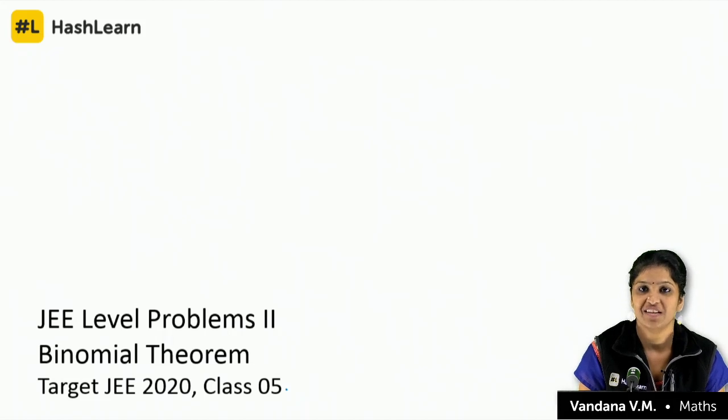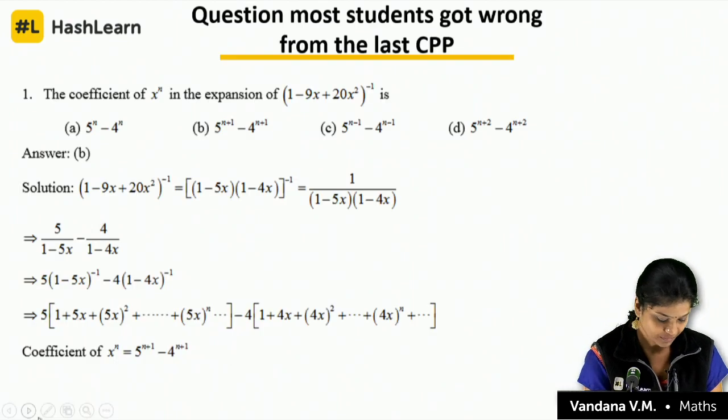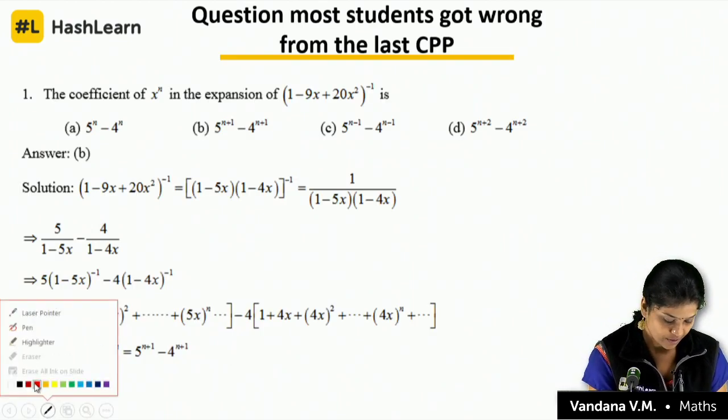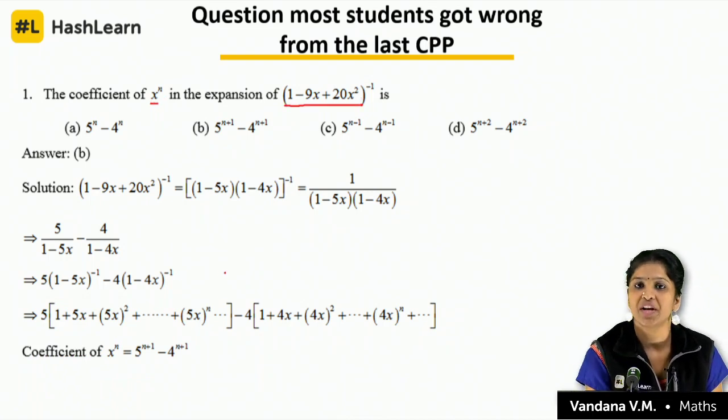Children, we are discussing the JEE level problems in binomial theorem. Before starting the class, let us discuss the CPP question where many of you went wrong. Here goes your question. Children, see the coefficient of x power n in the expansion of this. What we are learning? We are learning the binomial expansion.